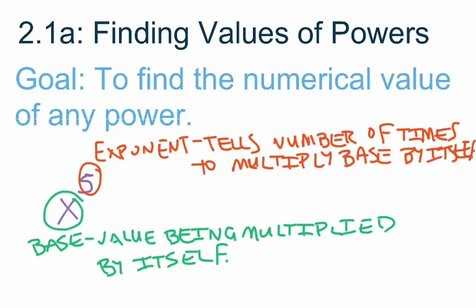All right, and then finally, this whole thing all together, that's called the power. I don't really have a definition for power, it's just the base and the exponent put together. So again, the base is the value being multiplied by itself, and the exponent tells us how many times we actually need to multiply that base by itself.